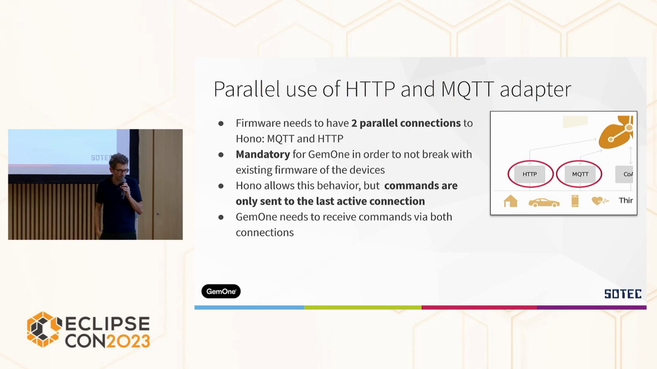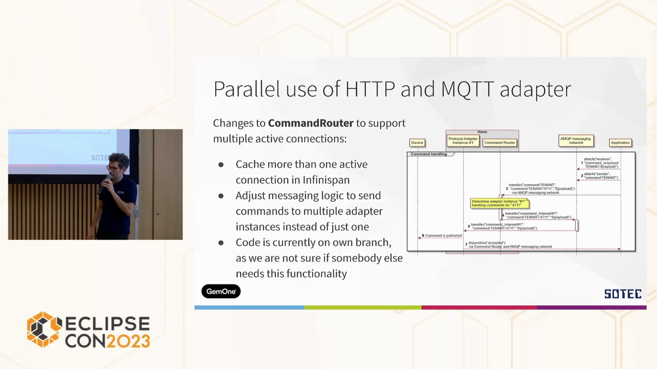Gem1 didn't want to break with the existing firmware that was deployed to the devices, so it was mandatory for them. To allow this behavior, we needed to make sure that we always send commands to both of the connections. The current behavior of Hono was to send commands just to the last active connection, either the HTTP or the MQTT connection. And that's what we did then.